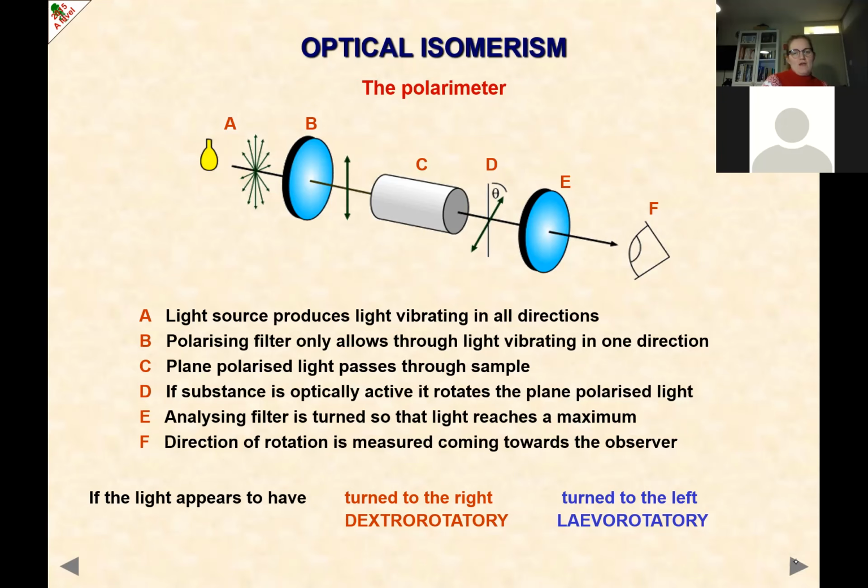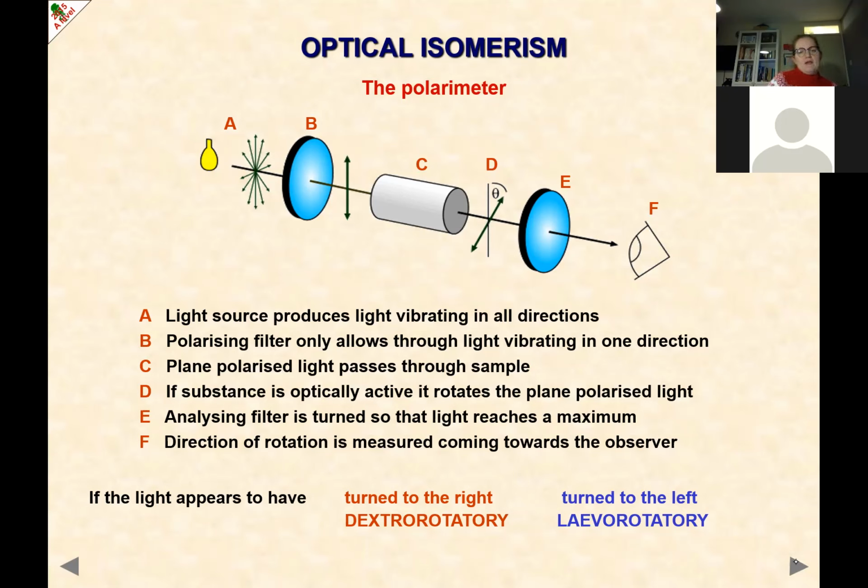Basically what's happening in this image is that we've got a light source, and this light source is producing light that vibrates in all directions, okay? We're talking about plane polarized light here, so it passes through B. B is a polarizing filter, and what B does is only allow through light vibrating in one direction. From this image, it's up and down at 90 degrees.